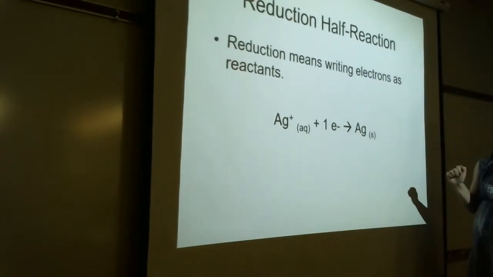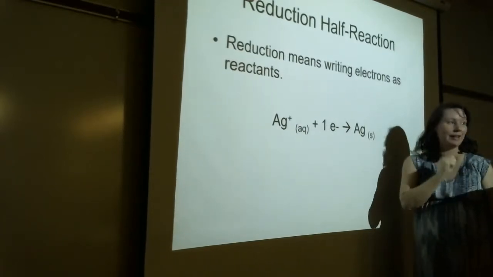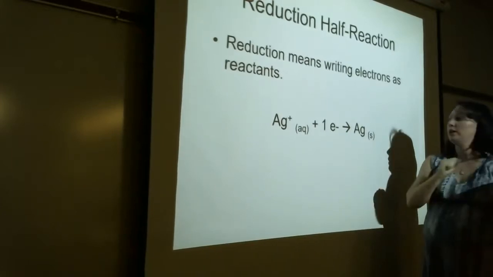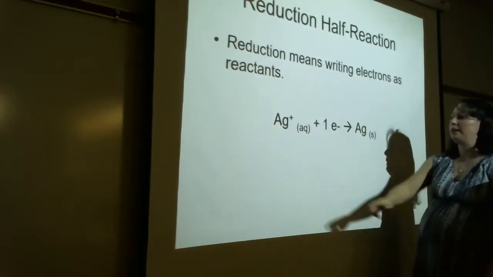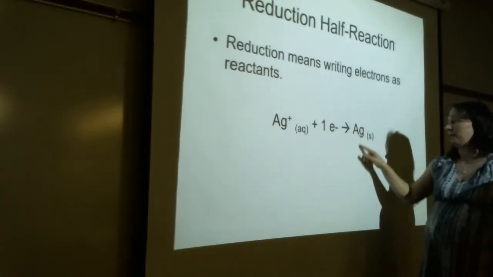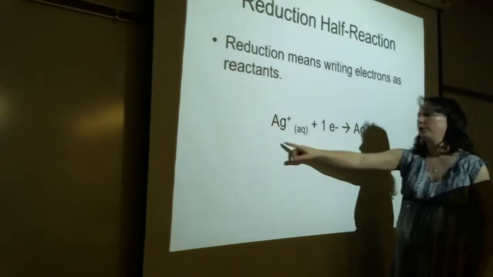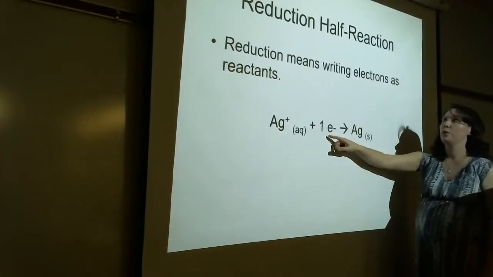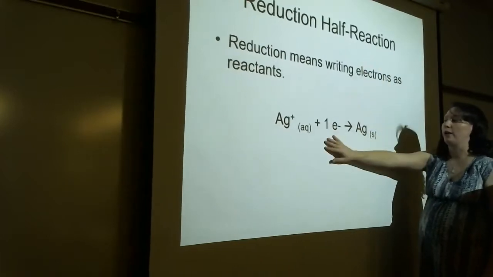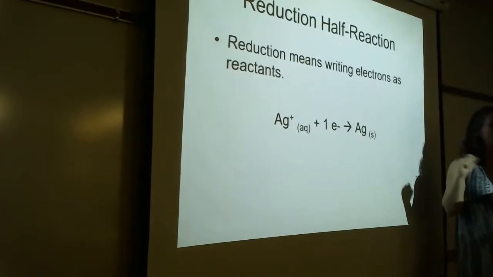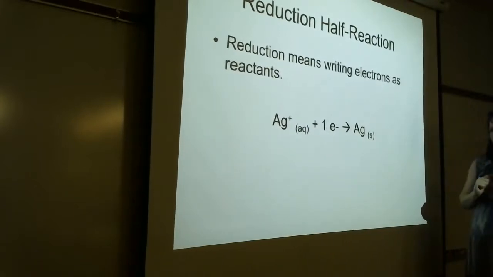Now let's do the reduction. Reduction is gain, if you like OIL RIG, or gain electrons equals reduced, right? So what happened here? Silver was at +1, and it became 0. How do you get from +1 down to 0? You gain 1 electron. So in a reduction, you write electrons as reactants. In an oxidation, you write electrons as products.